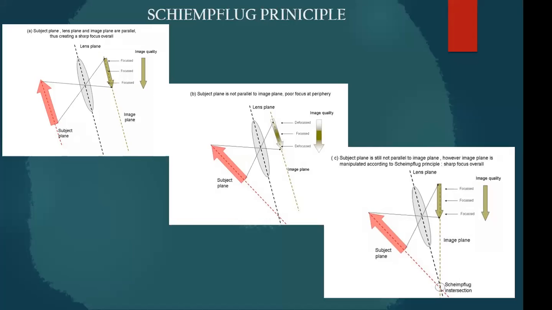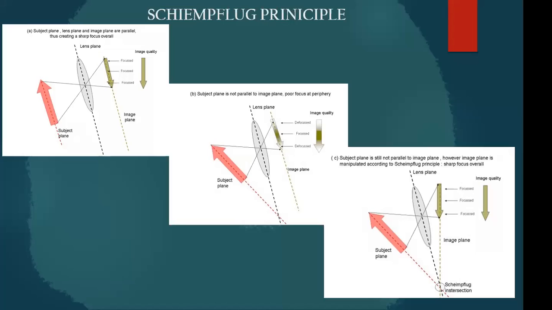But what happens when our image is a curved surface like the cornea? Every time the subject plane is not going to be parallel to the image plane, and hence we'll have poor focus at the periphery, so the image quality is going to be bad at the periphery. It might be better at the center, but that's not what we want. We want to analyze the entire cornea as clearly as possible.